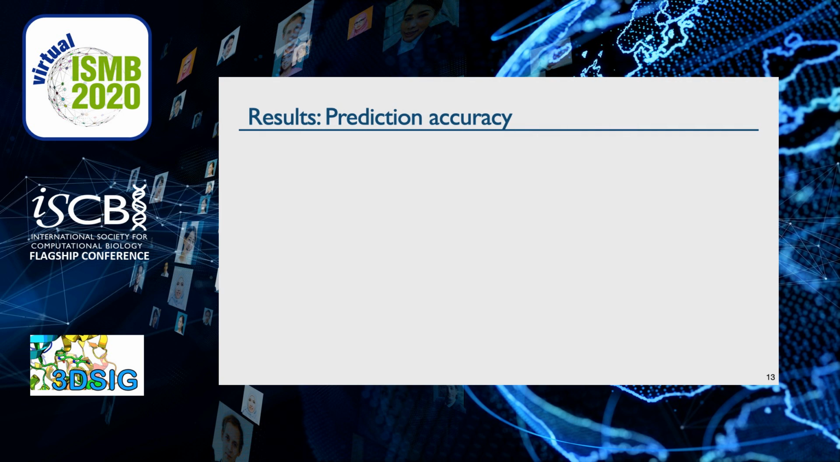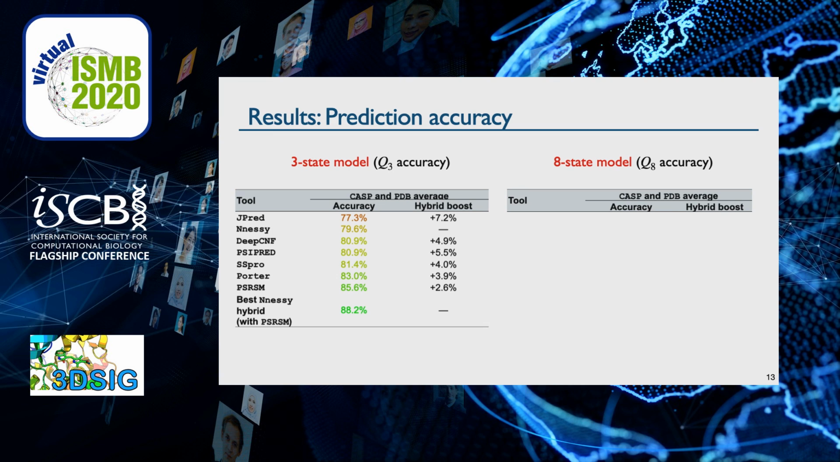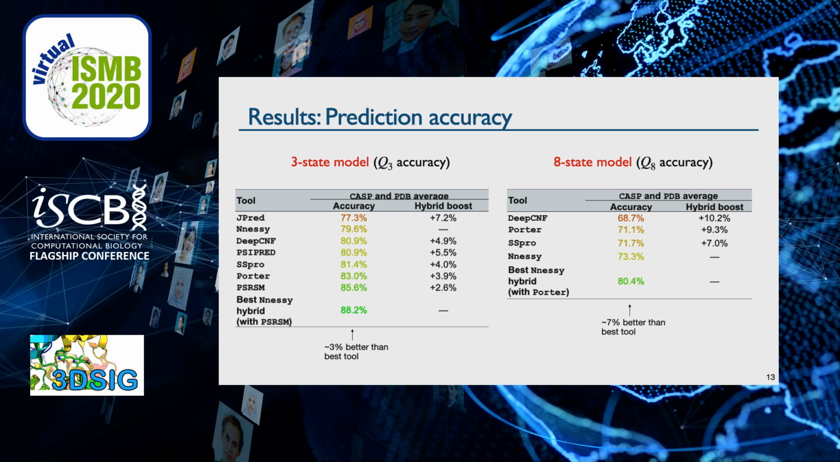We now give the prediction accuracies for state-of-the-art tools including Nessie and the hybrid method. These tables give accuracies for the standard 3-state and 8-state models of secondary structure prediction. We use Q3 or Q8 accuracy, which is the fraction of residues with correctly predicted secondary structure. The hybrid boost is the increase in accuracy when hybridizing a given tool with Nessie. The best Nessie hybrid is 3% better than any single tool for 3-state and 7% better than any single tool for 8-state prediction.